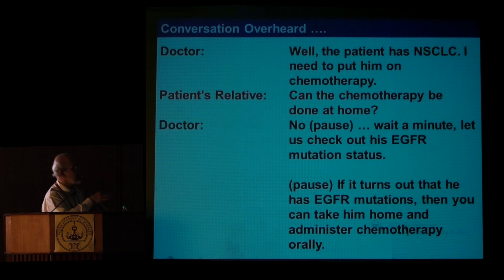I think I have two more minutes, so I'll just wrap up with the conversation that I overheard between the doctor and the patient's relative. If you recall, the relative says the doctor says the patient has lung cancer and needs chemotherapy. Can it be done at home? The doctor initially says no, then says, wait, let me check his EGFR mutation status, and if he has EGFR mutations, you can take him home.